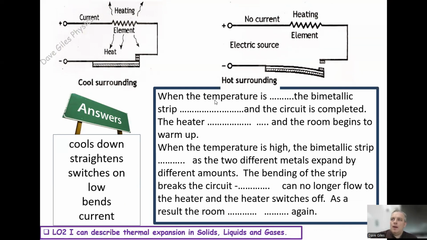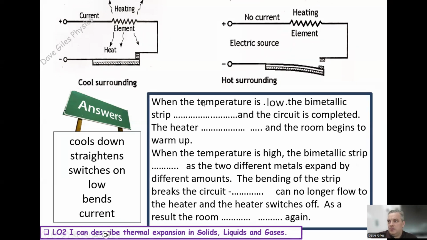Okay, so the answers to this are: when the temperature is low, the bimetallic strip straightens and the circuit is completed. The heater switches on and the room begins to warm up. When the temperature is high, the bimetallic strip bends as the two different metals expand by different amounts. The bending of the strip breaks the circuit. Current can no longer flow to the heater and the heater switches off. As a result, the room cools down again.